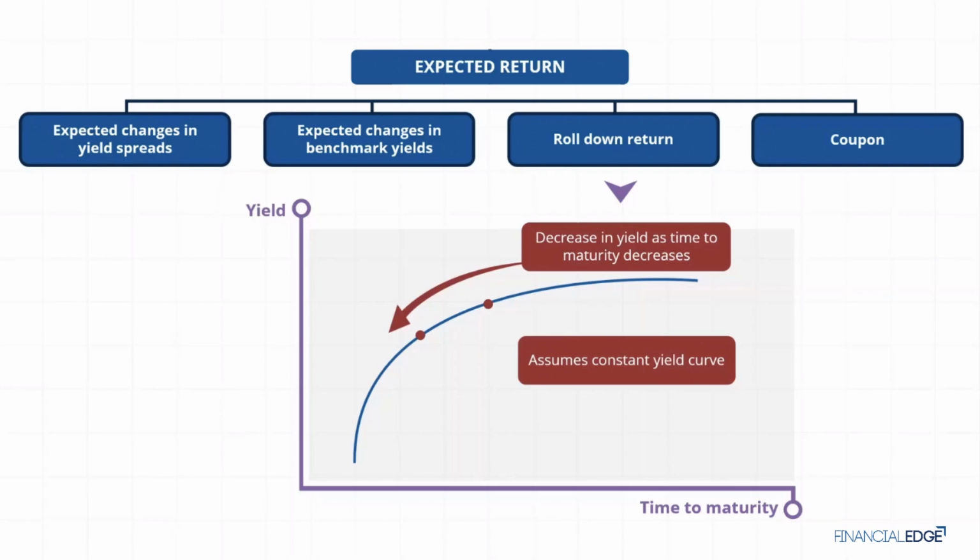Expectations of a change in the yield curve are dealt with through the last two component parts in terms of changes in the yield curve itself from a benchmark yield perspective, so government bonds, potentially, and then on top of that, changes in the yield spread. Both of these together can be quantified using duration as a metric of the impact of the expected changes in yields on a bond's price, and as a result, the return generated for the portfolio.